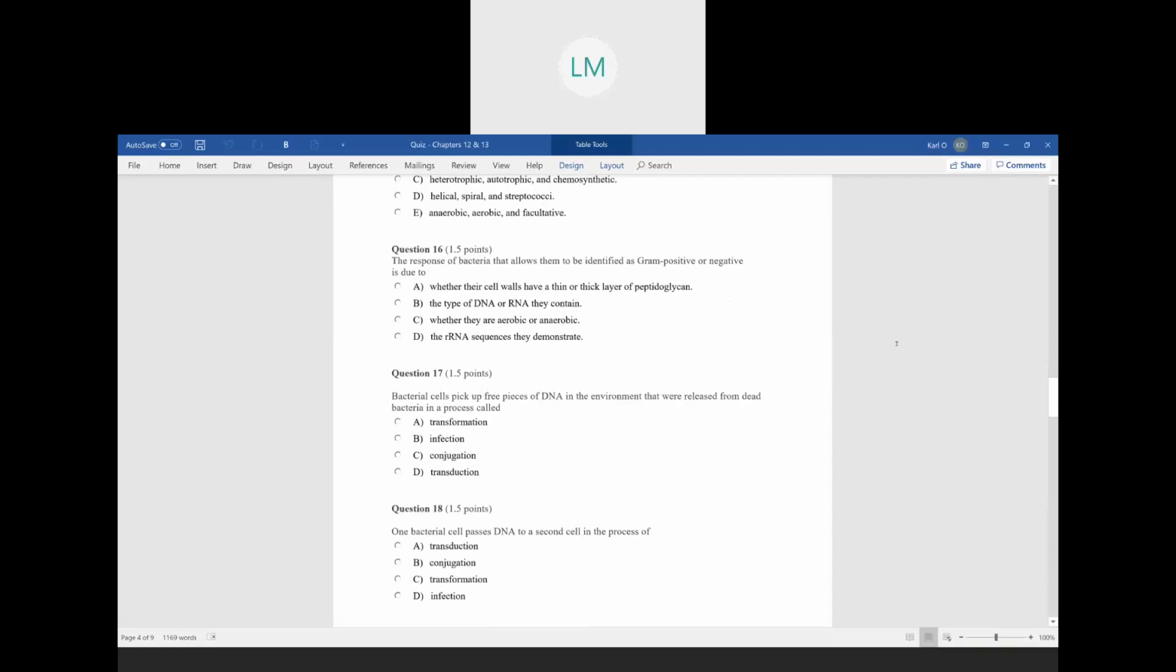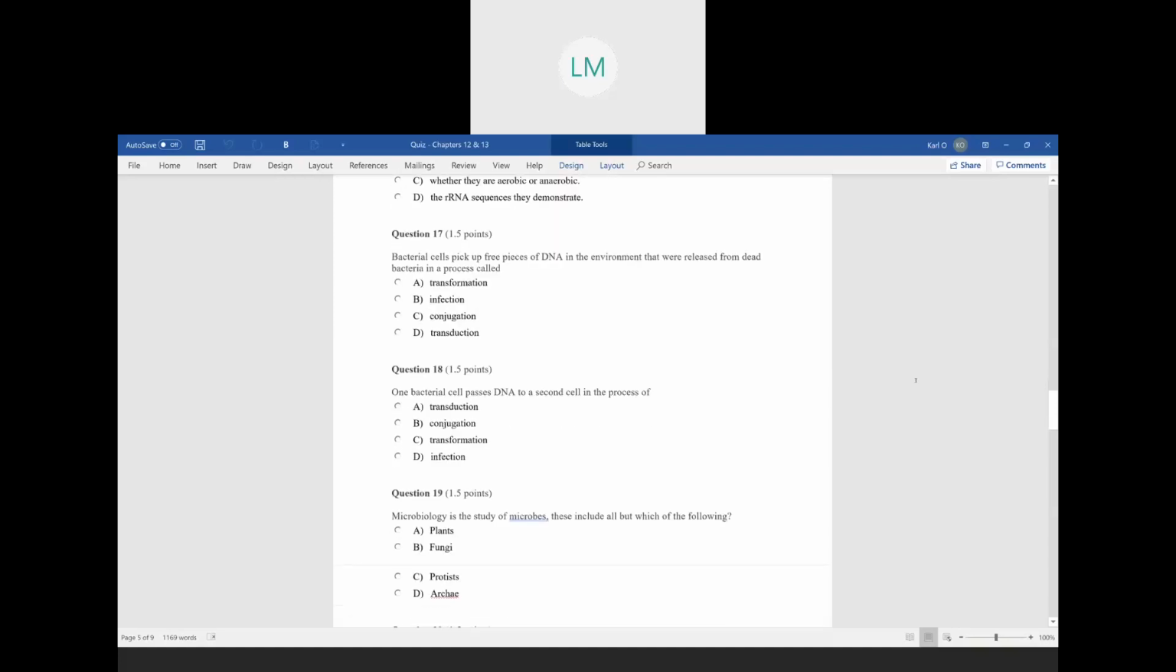Question 16. The response of bacteria that allows them to be identified as gram-positive or negative is due to what? So this has to do with their cell walls. So they have cell walls that have peptidoglycan, and whether or not they are gram-positive or gram-negative has to do with how thick this layer is. So a thick or thin layer of peptidoglycan is going to be what makes these gram-positive or gram-negative.